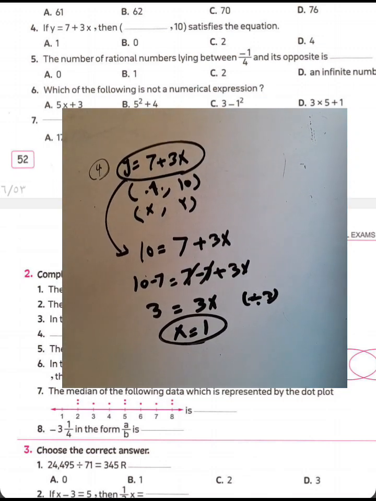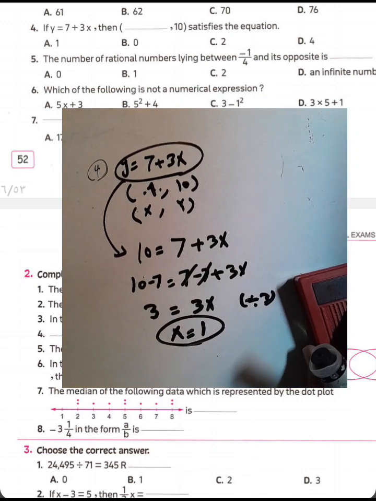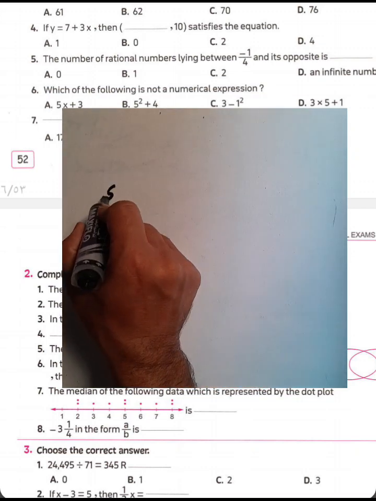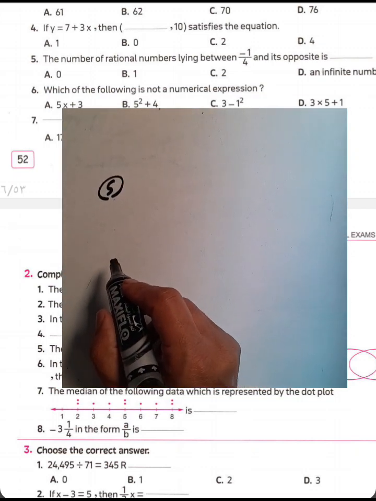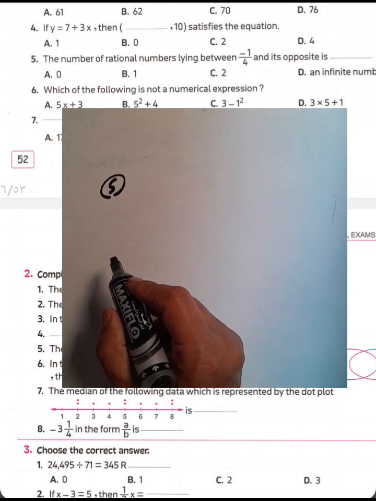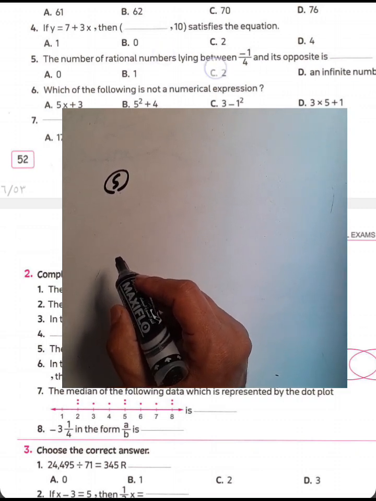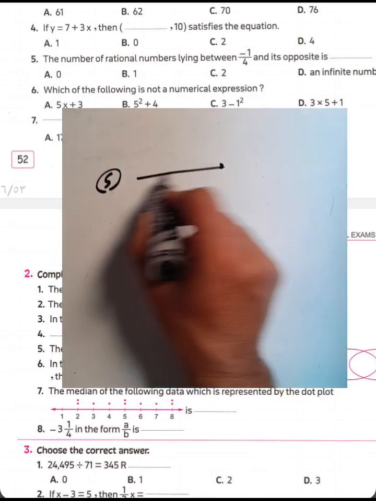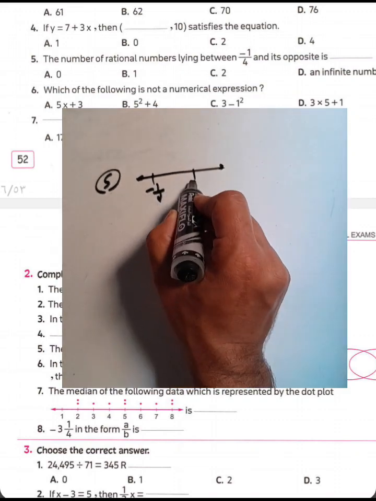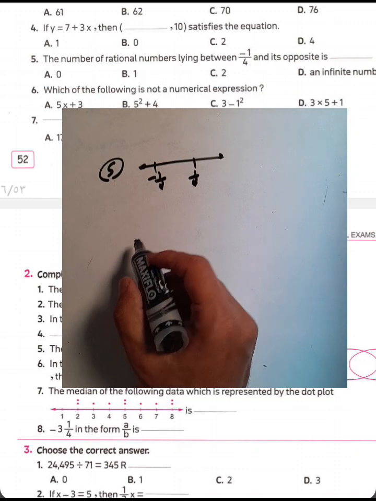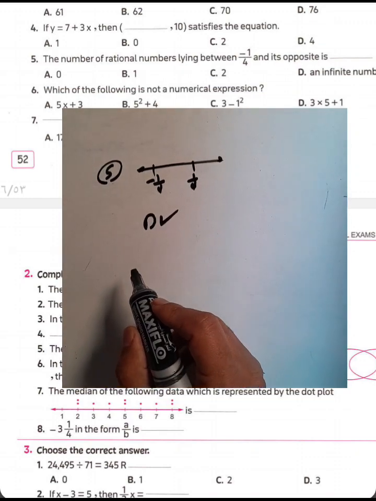Question number 5 here. The number of rational numbers lying between negative 4 and its opposite. We have infinitely many numbers between negative 4 and 4. We have an infinite number. Choose letter D.